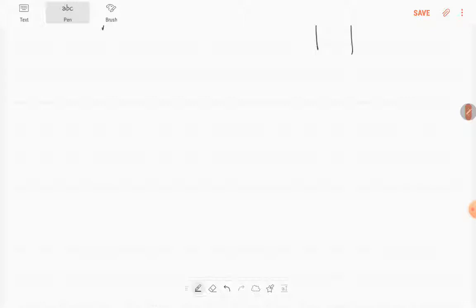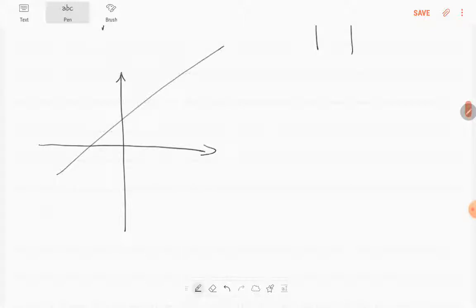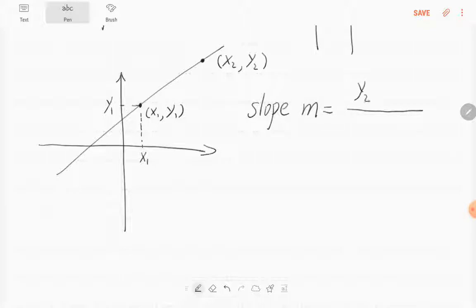Okay, so the formula: if you have 2 points, for example, we have a straight line that has 2 points. This point is x1, y1. That means the x coordinate is x1, the y coordinate is y1. We have another point which is x2, y2. So how do we calculate the slope for this straight line? We just need to know 2 points on the line. The slope for a straight line can be calculated by y2 minus y1 divided by x2 minus x1.